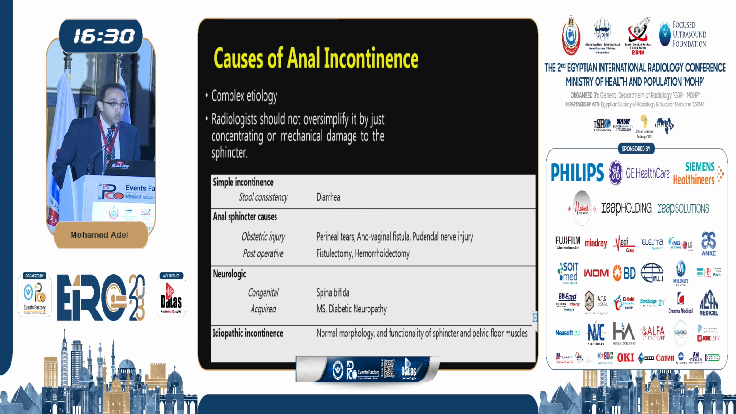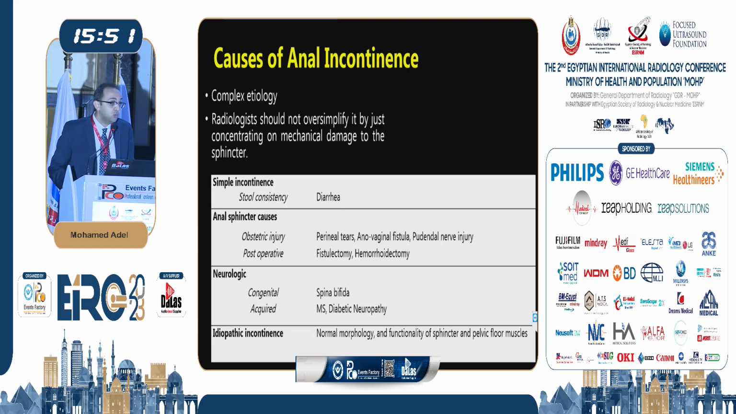If we look at the causes of incontinence, it has a very complex etiology, and as radiologists, we should never simplify it by looking at the anal sphincter and saying, oh, the anal sphincter is fine, or there's damage to the anal sphincter, because sometimes you'd find patients with some damage to the sphincter, but the patient is continent, and in other cases, you find the sphincter completely normal and the patient is incontinent. As you can see, there's simple incontinence, which is basically stool consistency, as anyone would know. If you ever have diarrhea, you will not be particularly continent. This is quite common, but it is not particularly related to what we do.